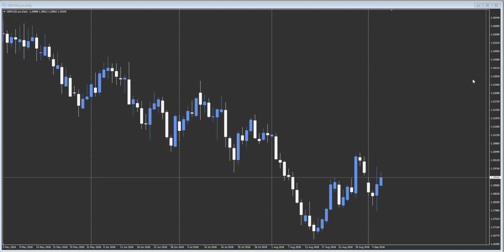So in this video, I'm going to go through and just kind of prove to you why I believe support and resistance is a bit of a dangerous thing to be using in your trading. So I'm on the pound dollar here, daily chart. I'm literally going to place some random lines.